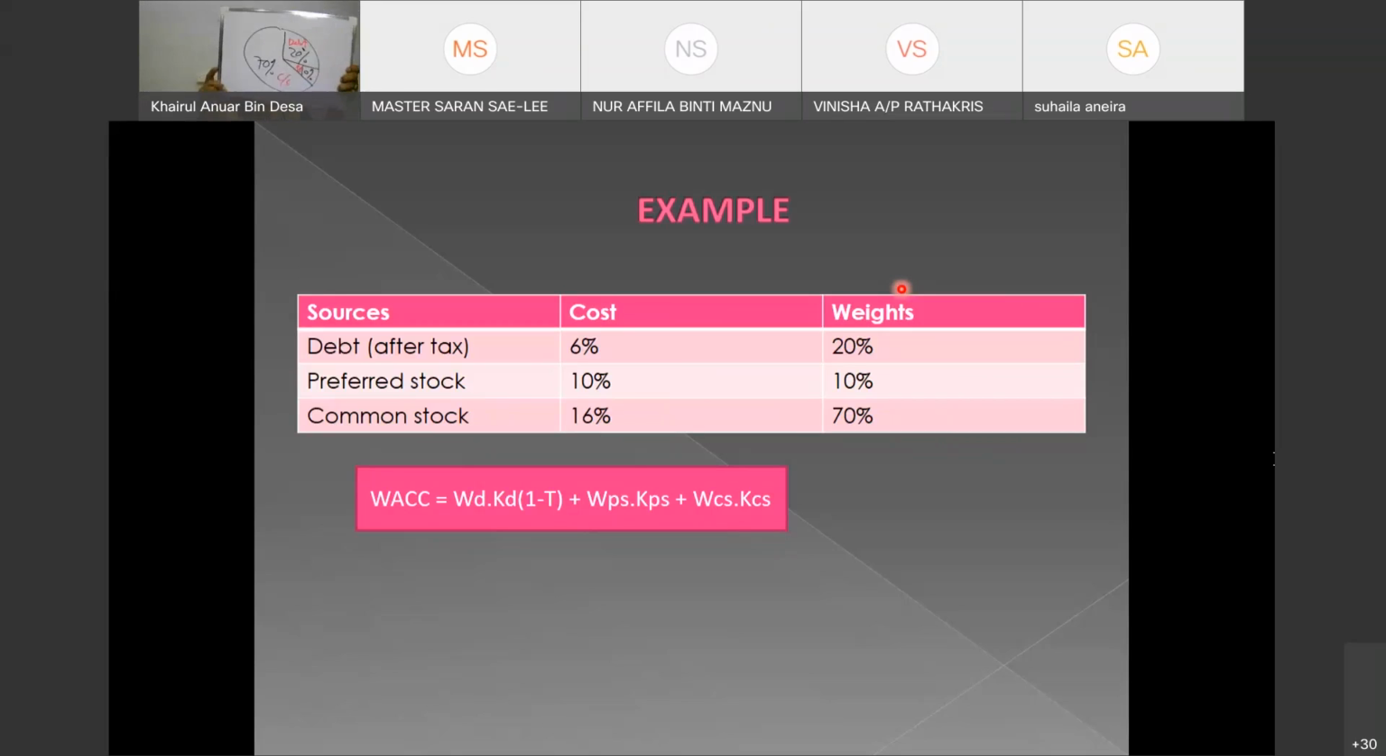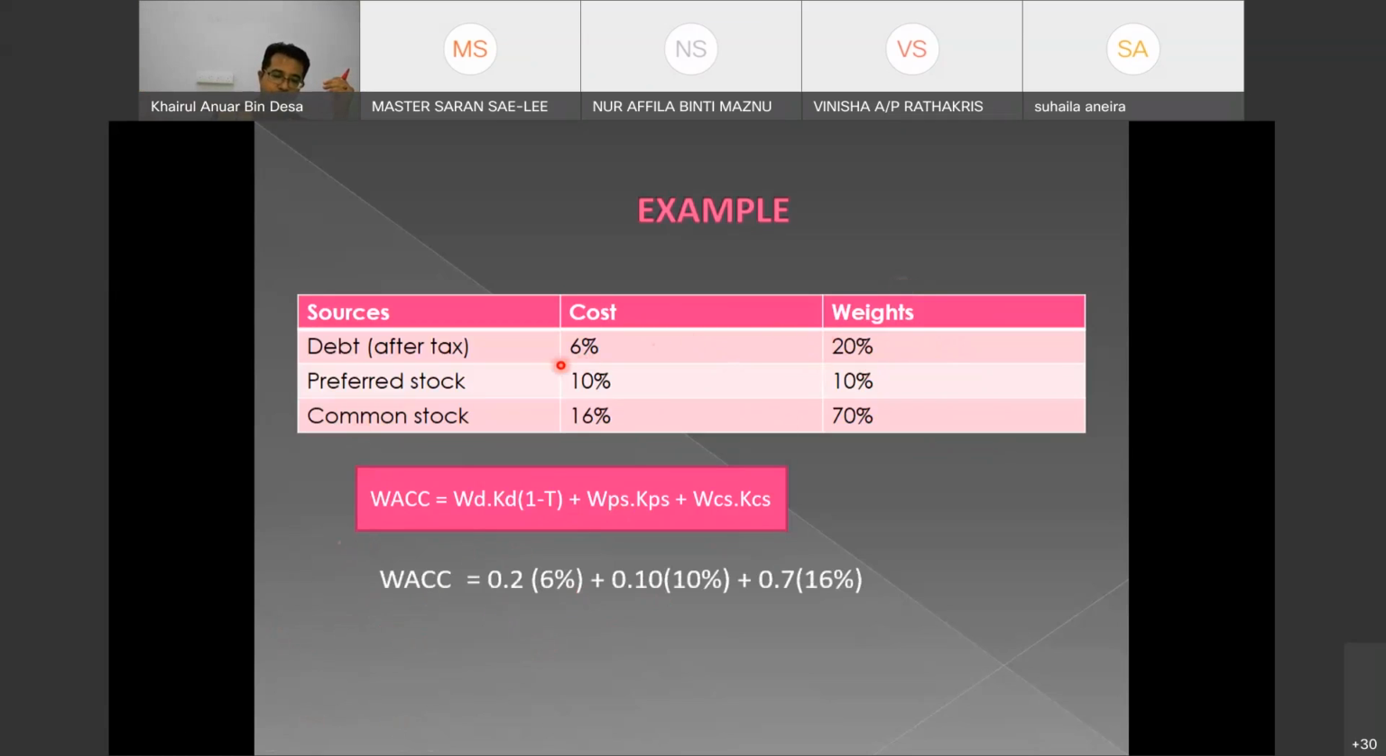Okay, this is the capital structure mix for this company. 70% is common share, 10% preferred share, and 20% is debt. Nampak kan? Okay. So how to calculate? How to average them together? So senang saja.